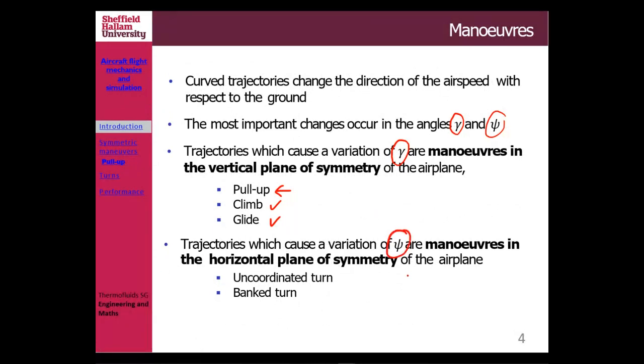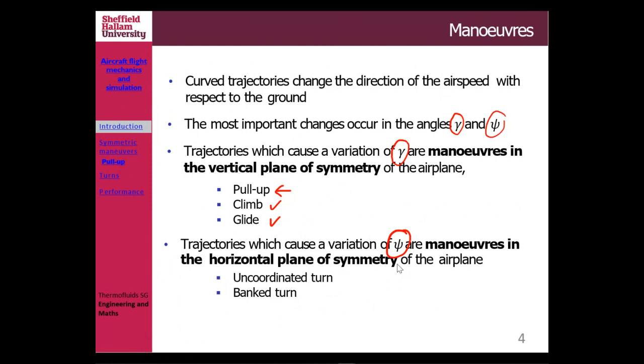In terms of variation of psi, that is something that changes in the horizontal plane of symmetry. When we talk about the vertical plane of symmetry, we talk about translational motions, pull-up, and climb and glide.